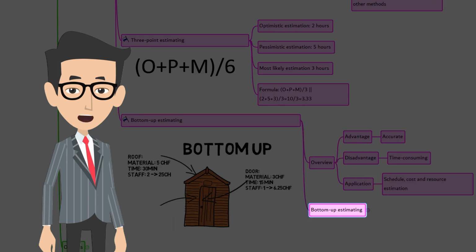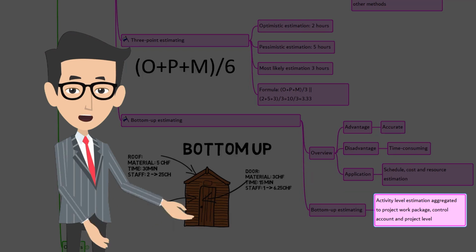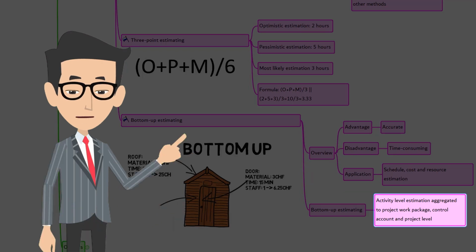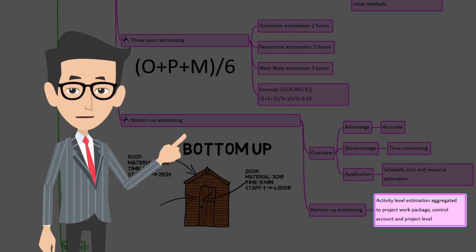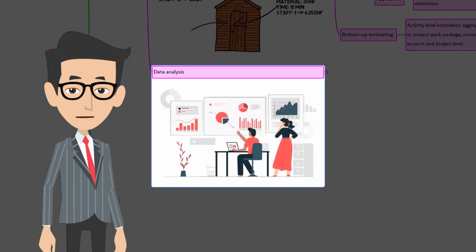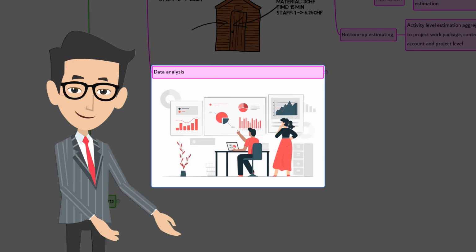Now, bottom-up estimation in the current context. Duration is estimated at the activity level and then aggregated to develop an estimate for the work package, control account, and summary project level. The next is data analysis.